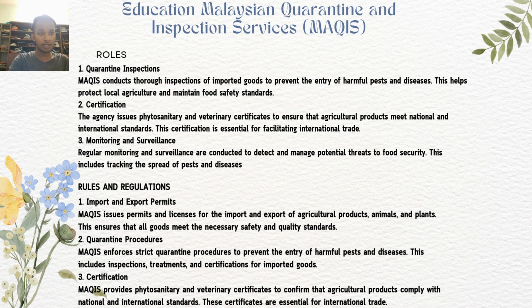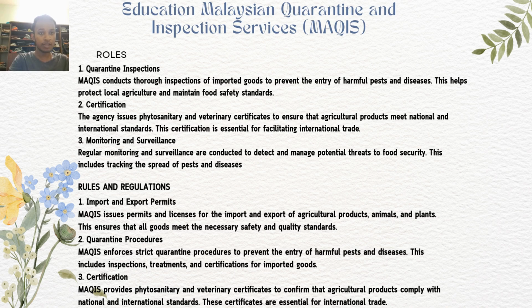Now I'm going to talk about the Malaysian Quarantine and Inspection Services, MAQIS. First roles. First, quarantine inspection. MAQIS conducts thorough inspections of imported goods to prevent the entry of harmful pests and diseases. This helps protect local agriculture and maintain food safety standards.